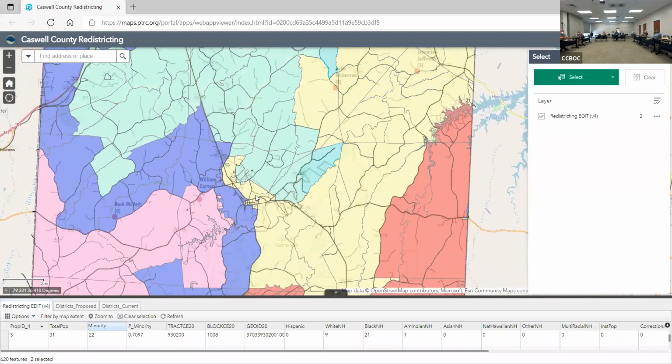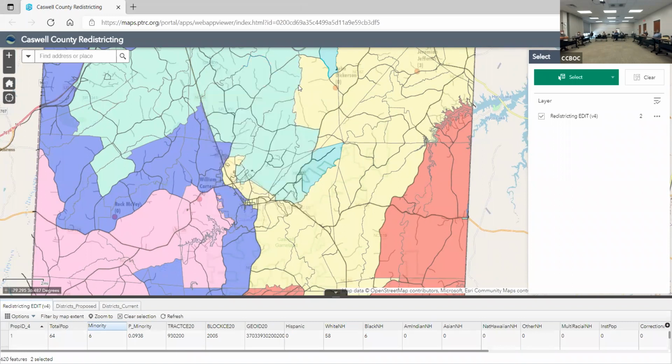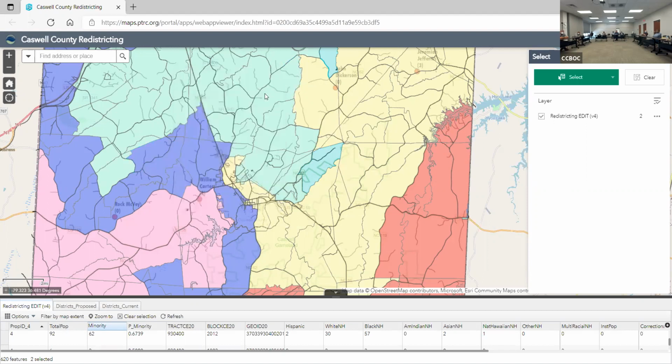I wanted the board to know too that there are 615 unique census tracts within the county. When you look at a census tract, and I'll highlight one here for you, it doesn't do a great job of highlighting. You can see with that highlighted census tract, you get different values: the total population, and the minority population out of the total population. So are there any questions? Does the board have any questions?